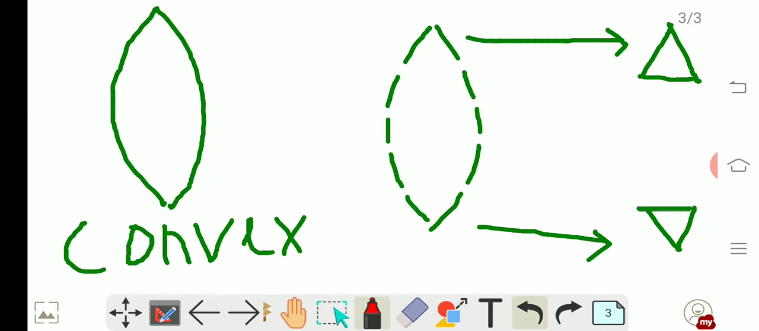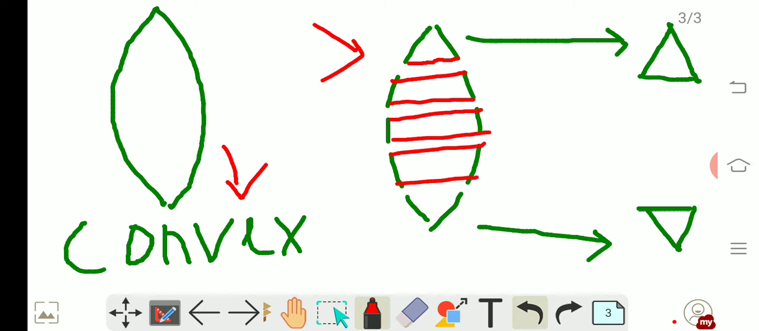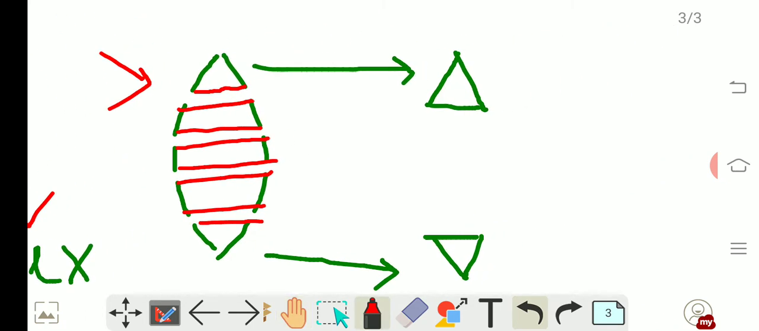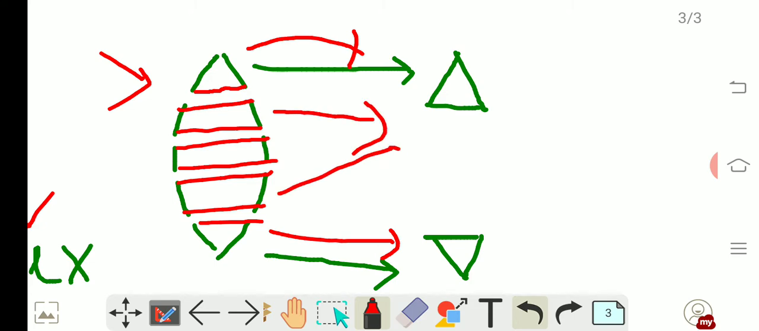Now let's move to this picture. This is a convex lens. I have split the convex lens like this. Now let's join the lines. See here, when we join, this acts as a prism, this acts as a prism, this one is also a prism, this one is also a prism, but here the central portion is glass. This central portion is a glass slab.